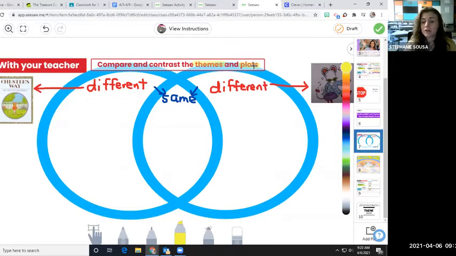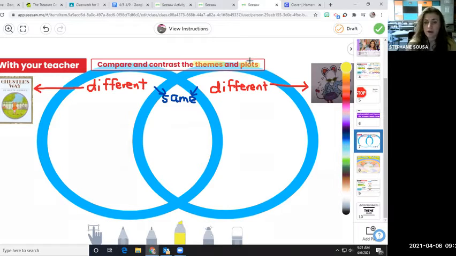So we're comparing and contrasting the themes and the plots, not what we see with our eyes, not what we notice about pictures, but the theme, the messages we can learn, and the events in the story, okay? Everybody with me on that? So if you were going to say something like, they both had mice characters, that's not a theme. They both had mice, that's not a plot, that's not an event, that's not a beginning, middle, and end, okay?